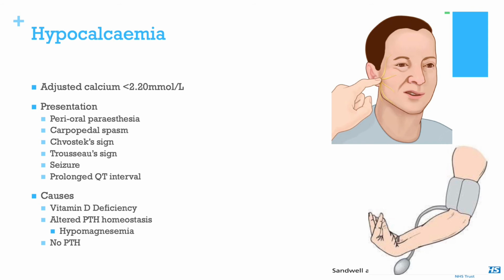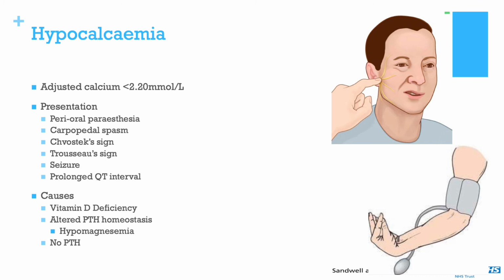Next is Trousseau's sign. This is a way of eliciting that carpopedal spasm that we mentioned just a moment ago. Trousseau's sign is shown in the diagram in the bottom right. That's when you inflate a blood pressure cuff around the patient's arm as you would to manually measure blood pressure. By doing this, you will elicit carpopedal spasm in the same arm. More severe presentations can include seizure, can be as bad as coma, and on an ECG in patients with hypocalcemia, you can get a prolonged QT interval, which in extremis can lead to arrhythmias.